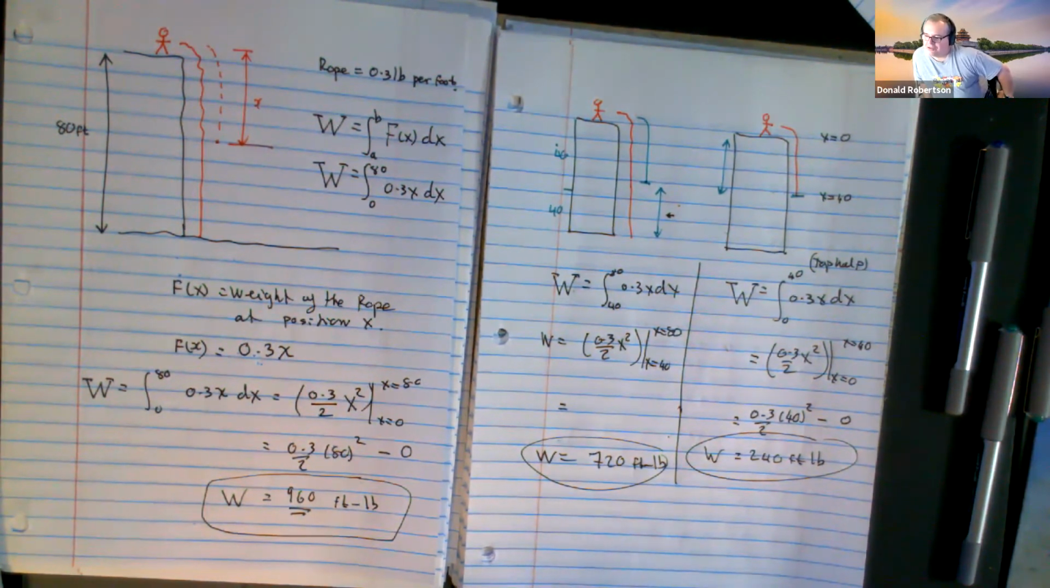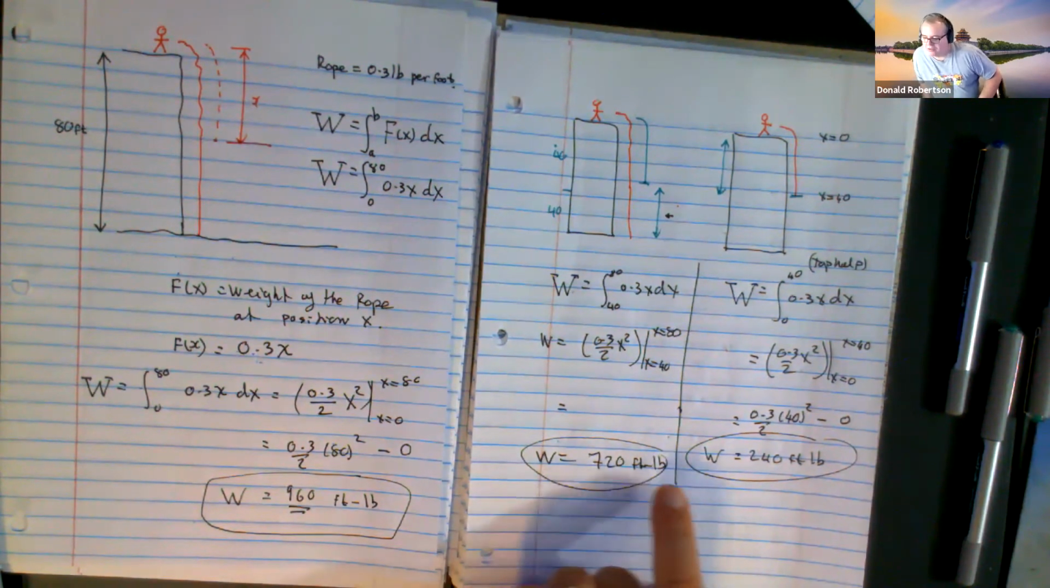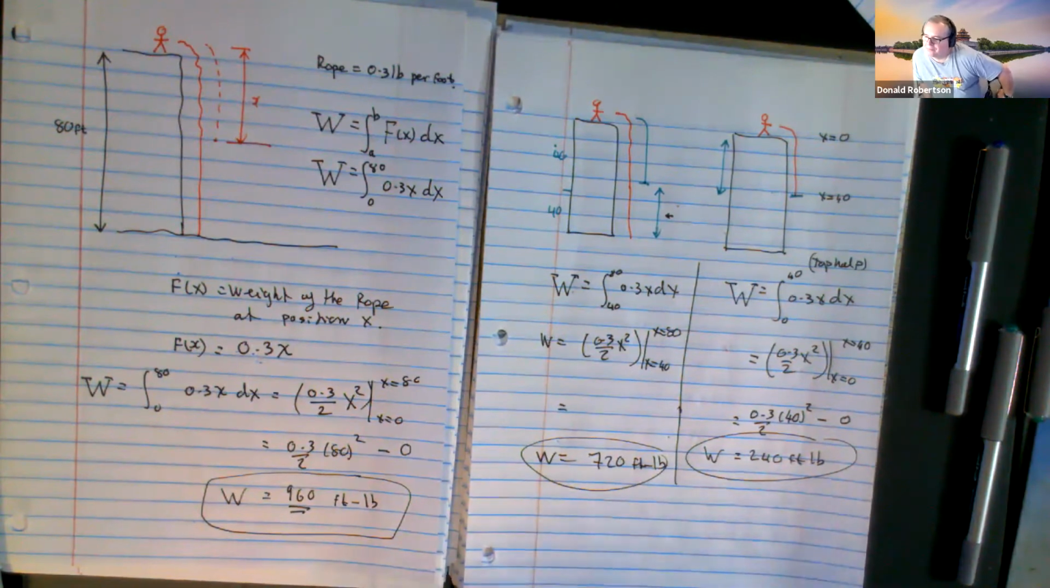So if you pull a chain or a rope, just that, nothing else, up a building, and you do it in 2 jobs, the first half and the second half, the first half is the heaviest load. It'll take you 3 times as much work as the other one. So we've actually discovered something that might not have been intuitive.